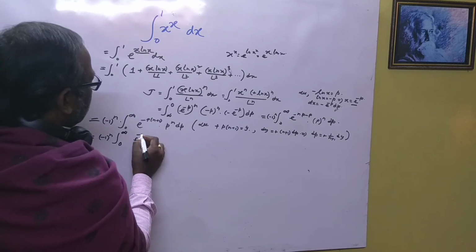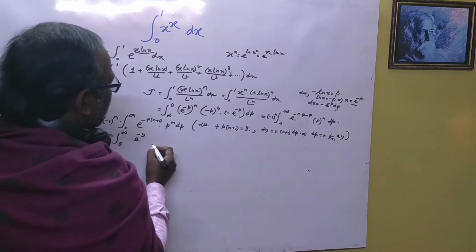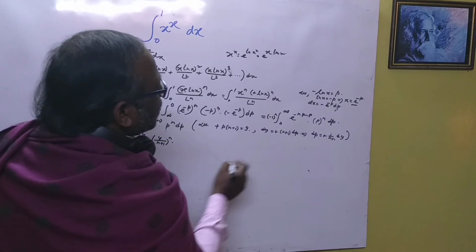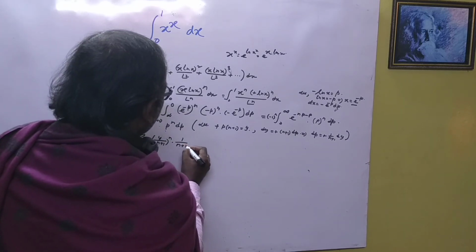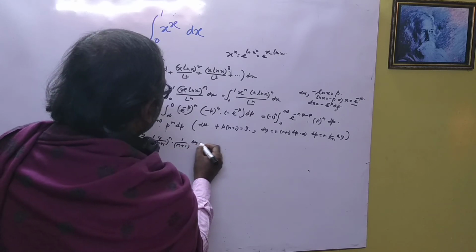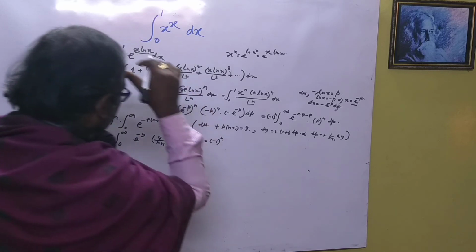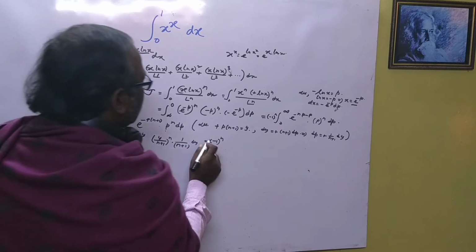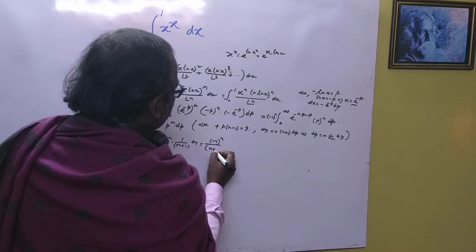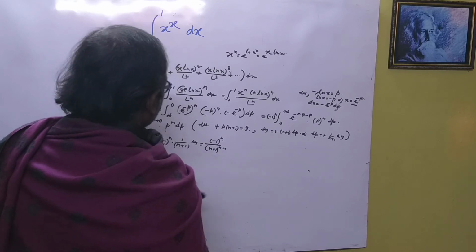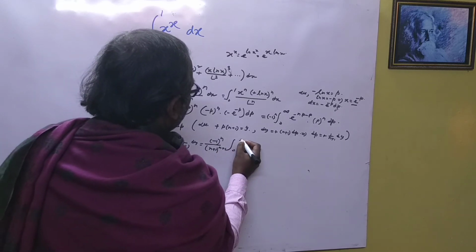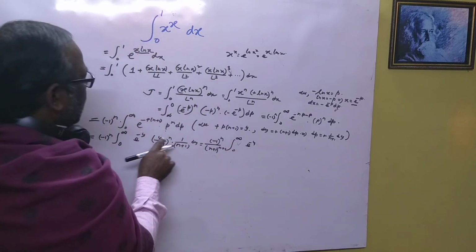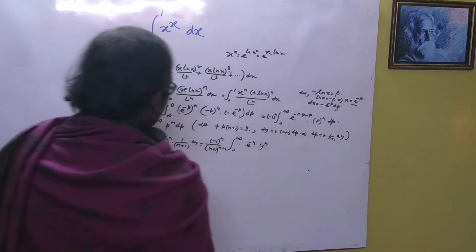So this is equal to e to the power minus y. And now p means y by (n plus 1) whole to the power n, and dp is equal to 1 by (n plus 1) dy. So this is minus 1 whole to the power n, and the (n plus 1) to the power n and the n plus 1 combine to give (n plus 1) to the power n plus 1. And again the integral from 0 to infinity of e to the power minus y, y to the power n, dy.